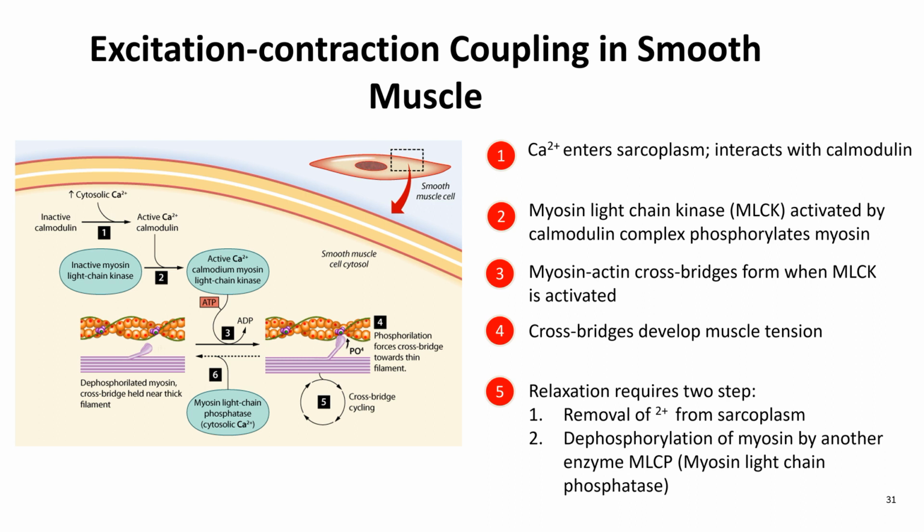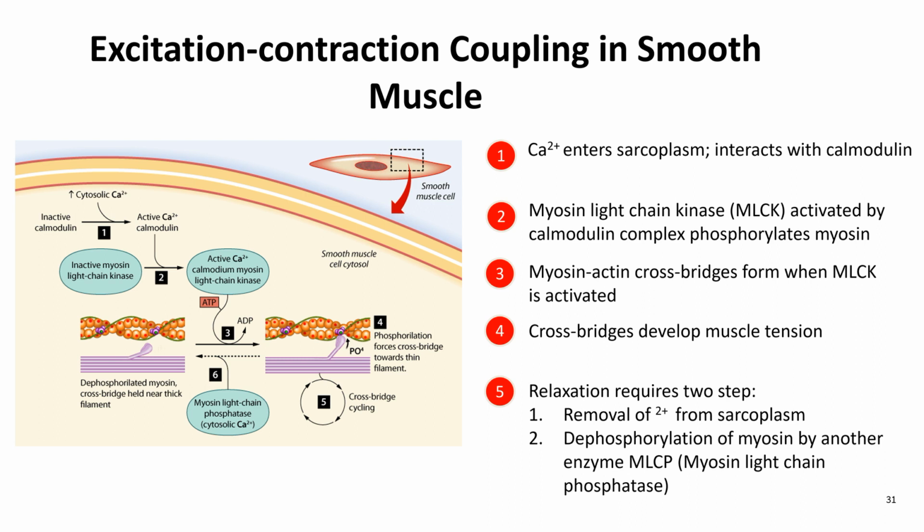Over here on the right is a picture showing you that. So as the cytoplasmic calcium increases, the inactivated calmodulin is activated. That will then trigger the activation of the inactivated MLCK to turn on, which will then phosphorylate the myosin head. That allows the cross bridge to begin to form.